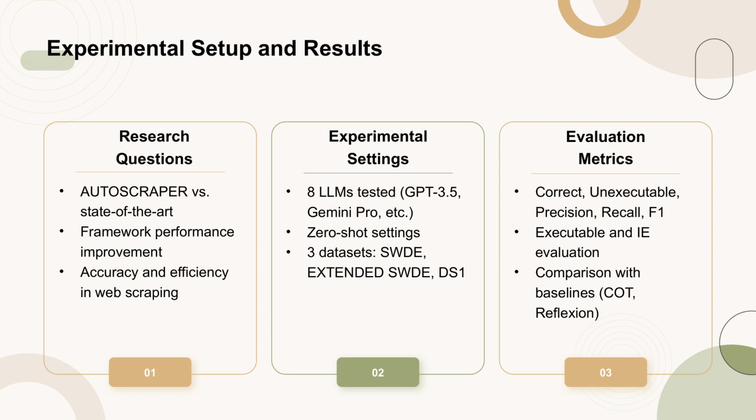The experiment was conducted using 8 different large language models, including both closed-source models like GPT 3.5 Turbo and open-source models like CodeLlama 34B, all under zero-shot settings. The models were tested on 3 datasets: SWD, Extended SWD, and DS1. Evaluation metrics included correct and unexecutable ratios, as well as precision, recall, and F1 scores, both in executable and information extraction evaluations. The results were compared against baseline methods such as COT and reflection.